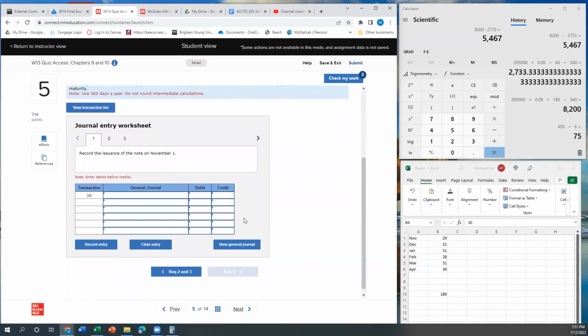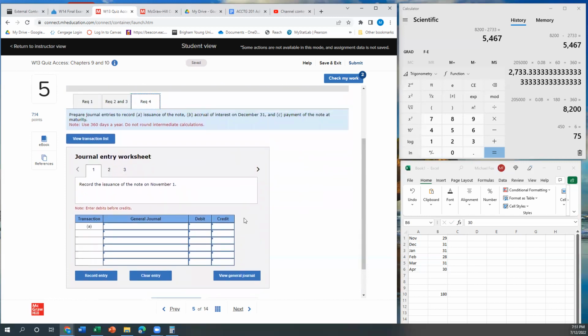So requirement four wants us to do the journal entries. The first one to do the issuance of the note, the second one the accrual of interest on December 31st, and the third one for the payment of the note at maturity.